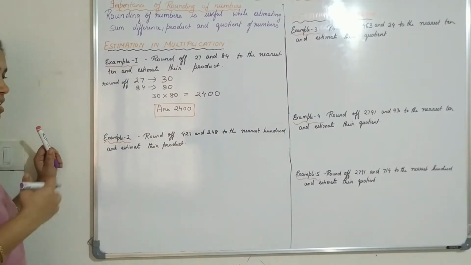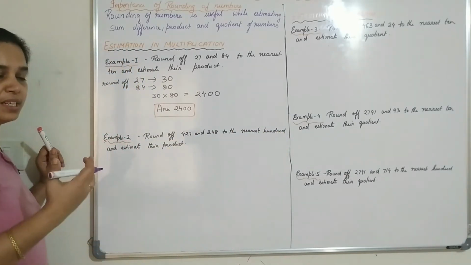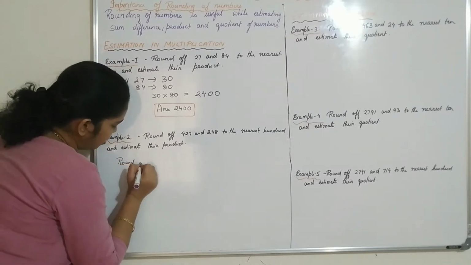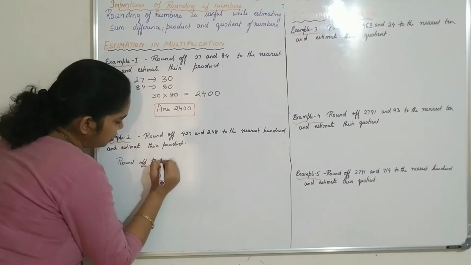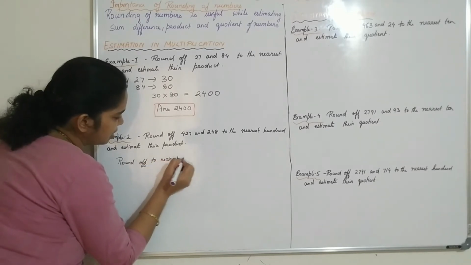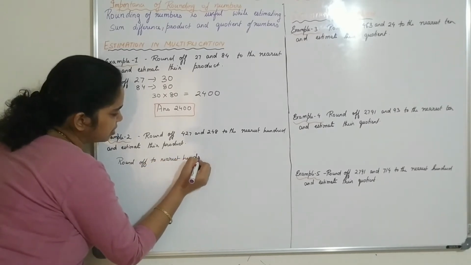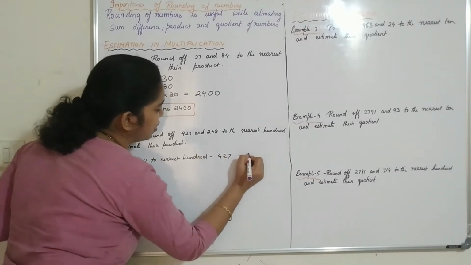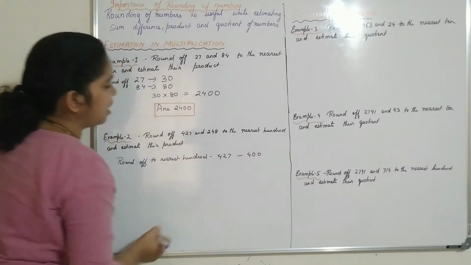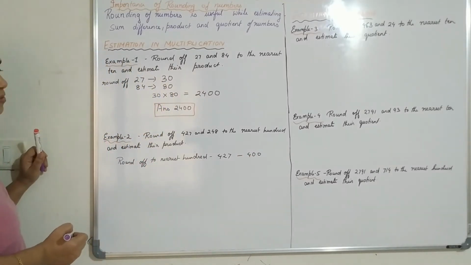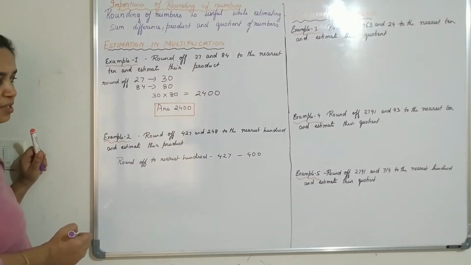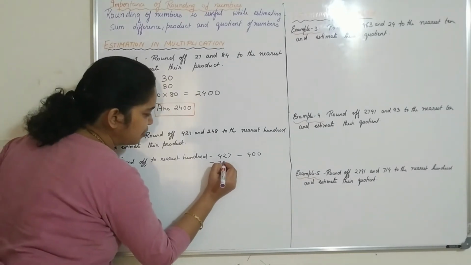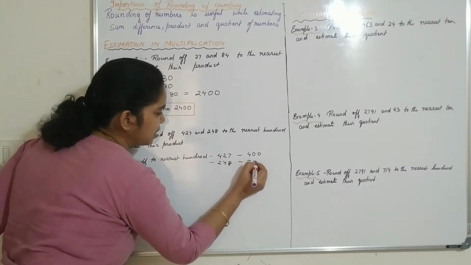Now in the next example, we have to round off 427 and 248 to the nearest 100. Here we are saying to round off to the nearest 100. So we'll do the round off to the nearest 100. 427, if we round it off, will be 400. And 248, if we round it off, will be how much? It will be 200.